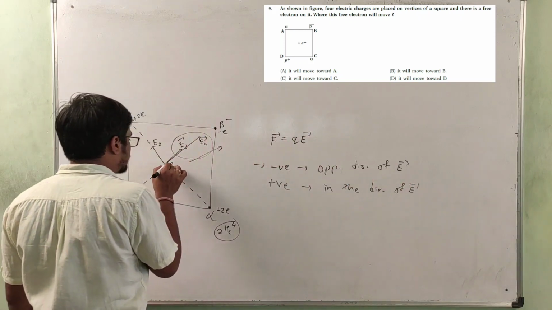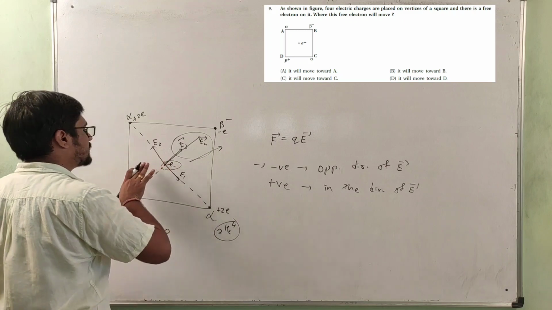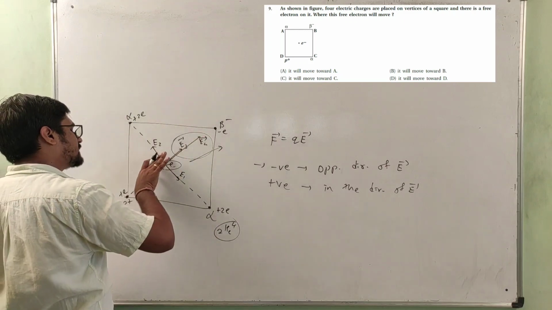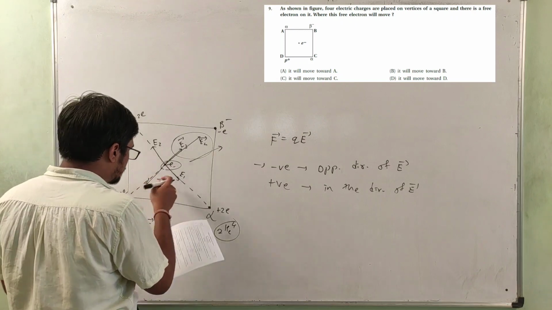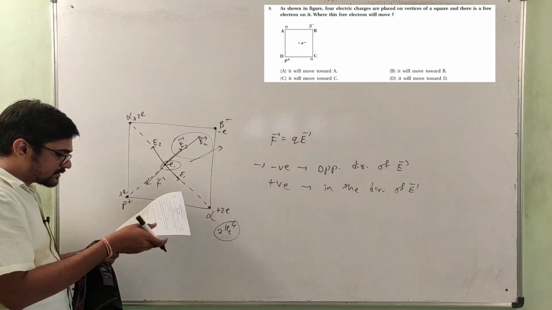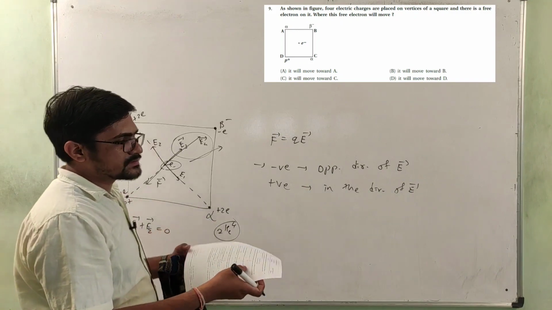So this is the electron. The force acting on a negative charge is in the opposite direction of the electric field, so it is in this direction. The electric field is in this direction, so the force is in this direction. So the resultant force acts in this direction, and it will move towards D. It will move towards D is the answer.